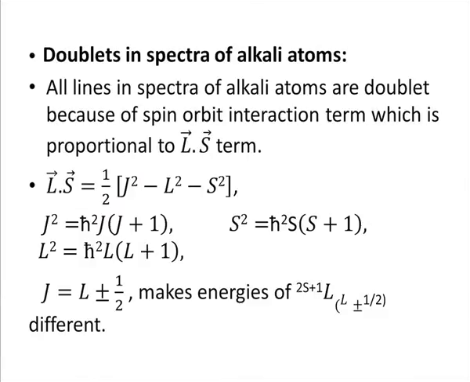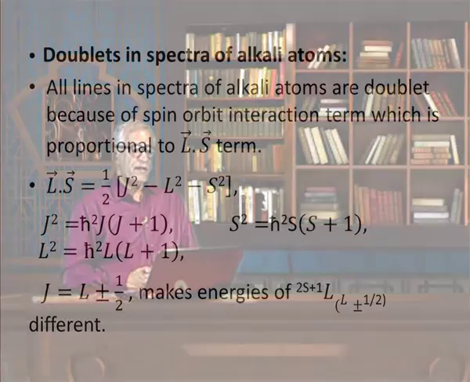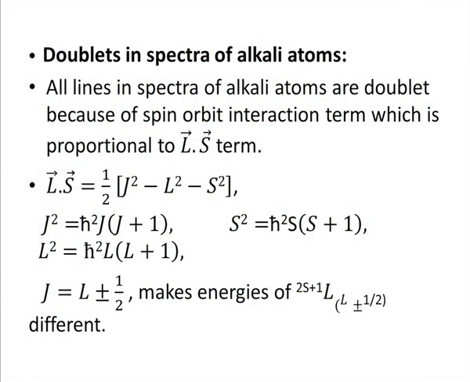Now we talk of doublets in spectra of alkali atoms. All lines in spectra of alkali atoms are doublet because of the spin orbit interaction term, which is proportional to L dot S. I have already talked about the spin orbit interaction in my previous lectures. Now we can write L dot S because J is equal to L plus S, and from that we can write L dot S is half J square minus L square minus S square.